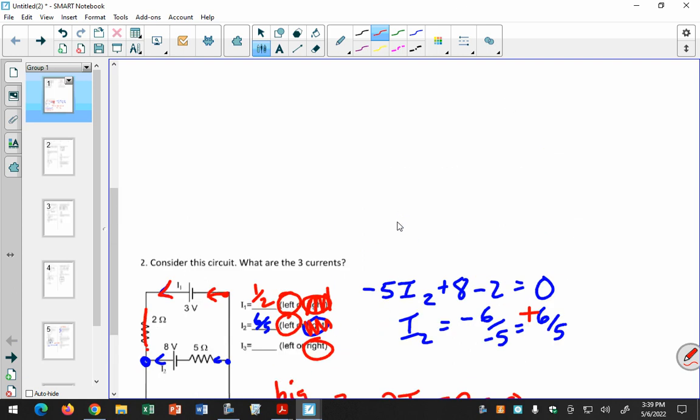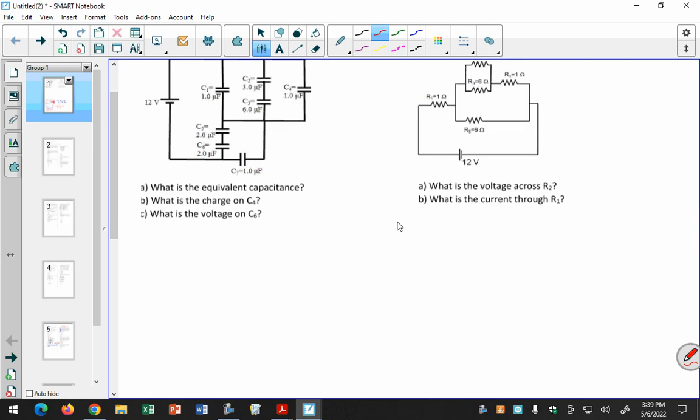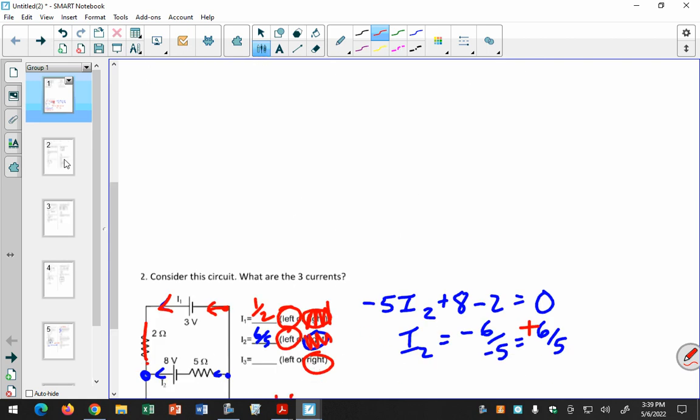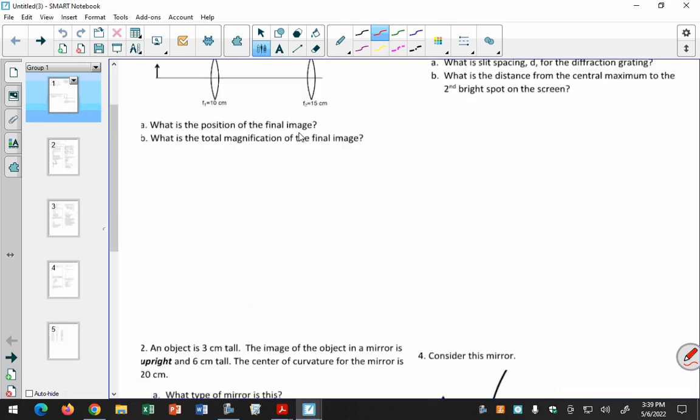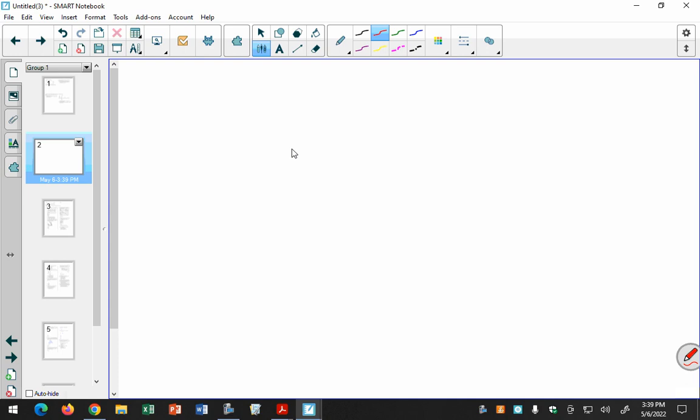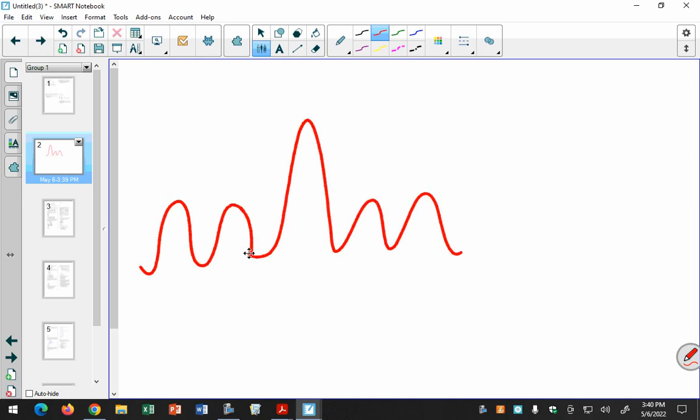What else? How do you know whenever you have a dark spot versus a bright spot? Okay, good question. Yeah, so if I look at my interference pattern, whether it's double slit or diffraction. Double slit and diffraction are exactly the same. By the way, since single slit was not on your exam, it will not be on your final. So even though it's in past exams, it's not going to be on your final.